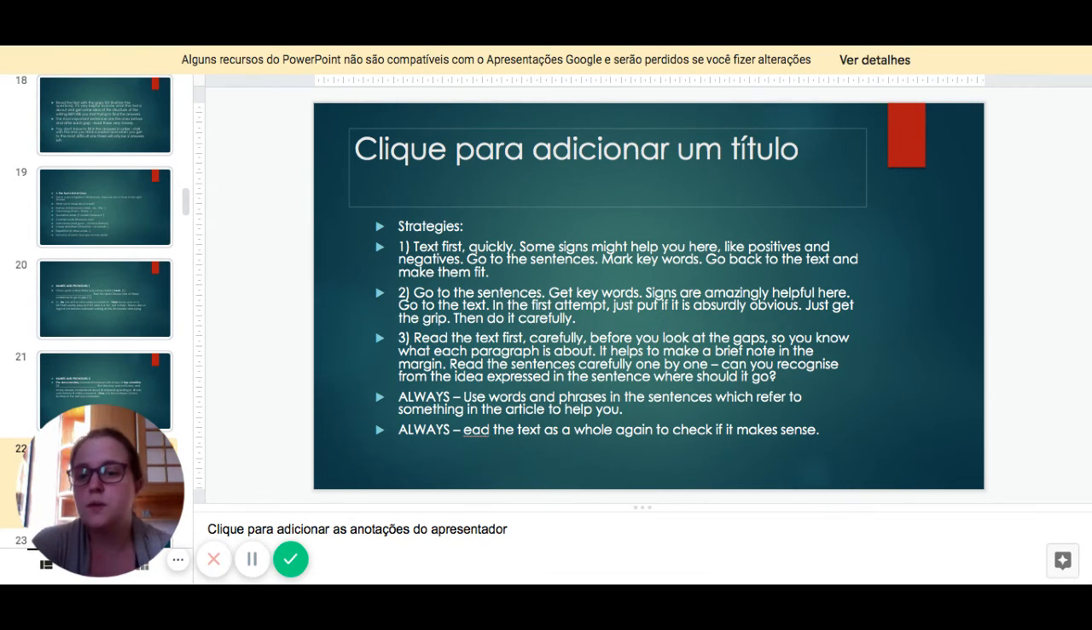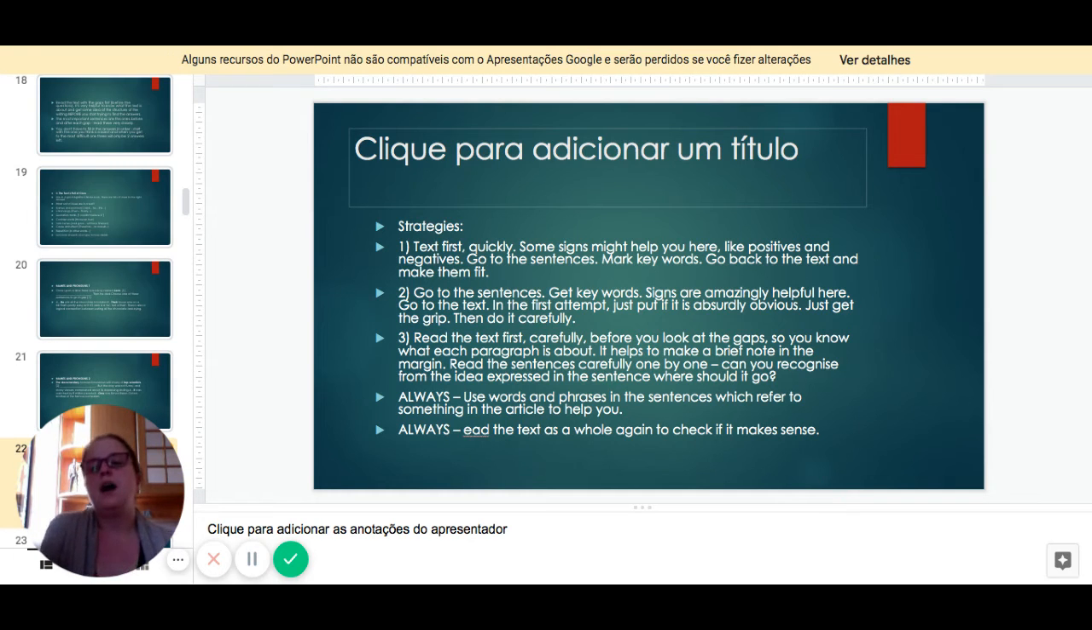Okay? Read the text and write, for example, likes and dislikes, favorite part-time activity, something like this. This would help you with the connection of the sentences, okay? Now, write a brief note on the margin of what this is talking about, okay? And then go back to the sentences and try to make this connection. Anyways, always use words and phrases in the sentence which refer to something in the article to help you.